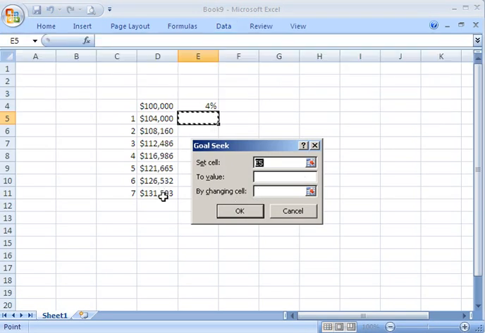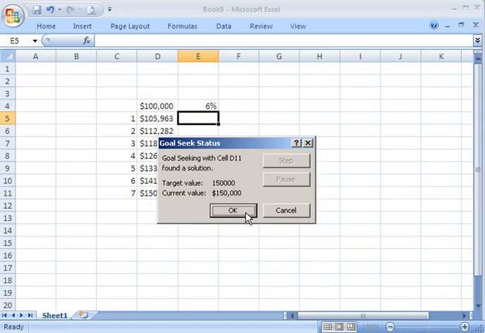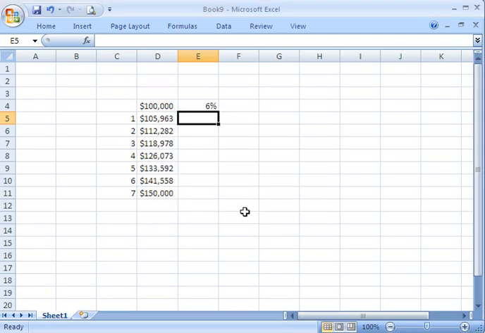I'd like this number down here to be $150,000. I'll get it there by changing the percentage. It's not 4%, but about 6%. By the way, since I started with around 3%, Excel gave me an answer of around 6%.